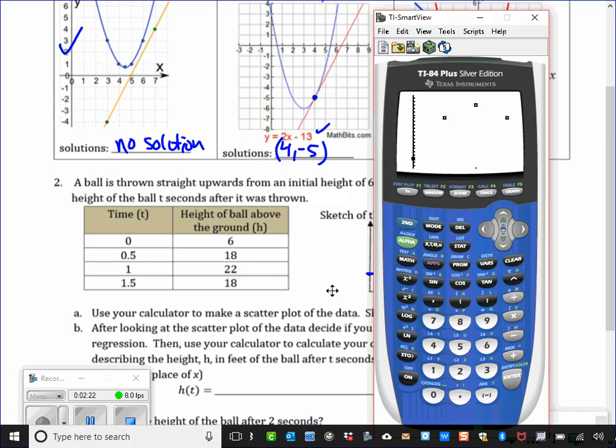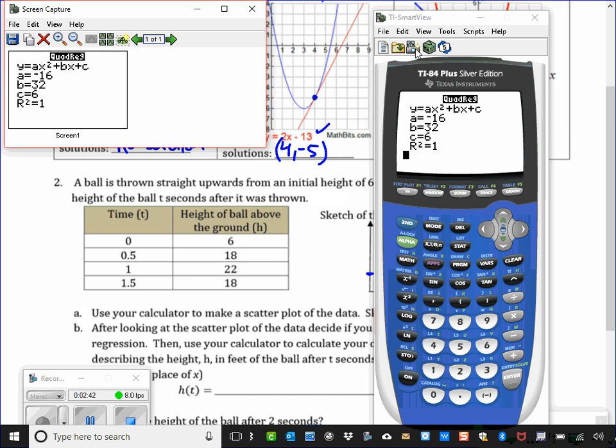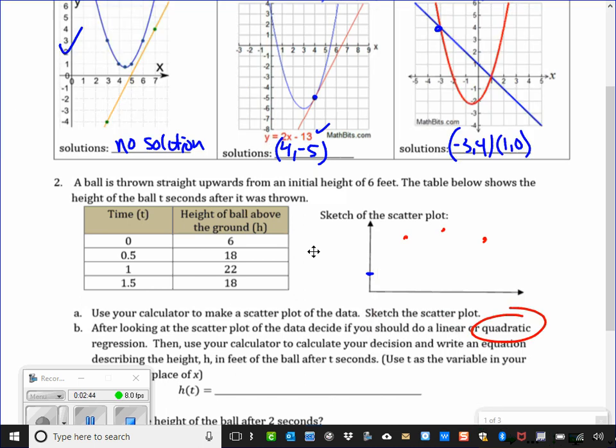So to get an equation for what's going on here, I press stat, go over to calculate, and choose number 5, quadratic. All right, I would go down to store, do alpha trace and pick y1, and go to calculate. And there is a nice little equation, r squared is 1. I'm going to store this so I can use it.